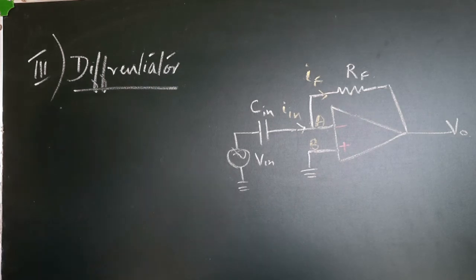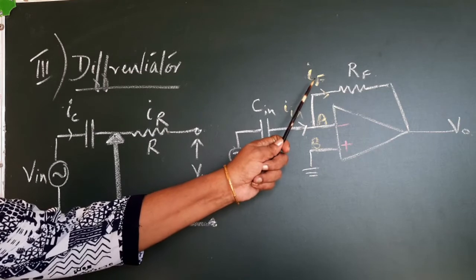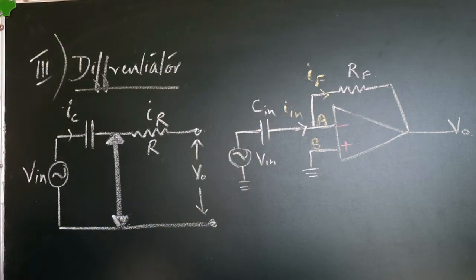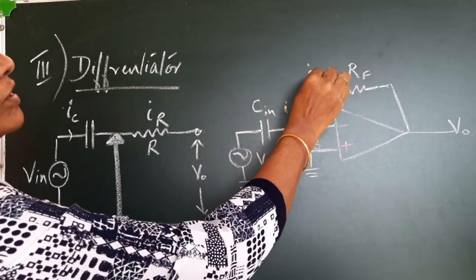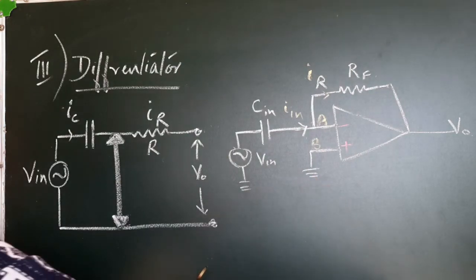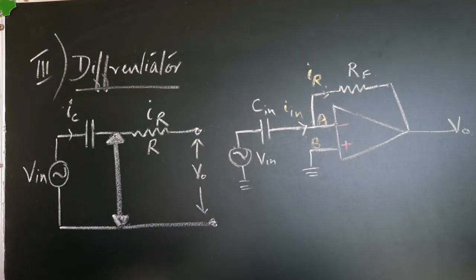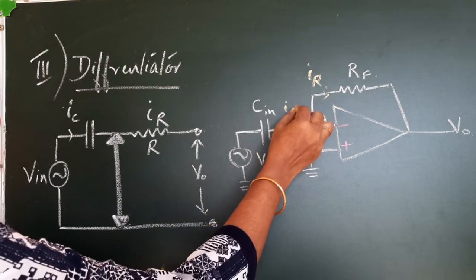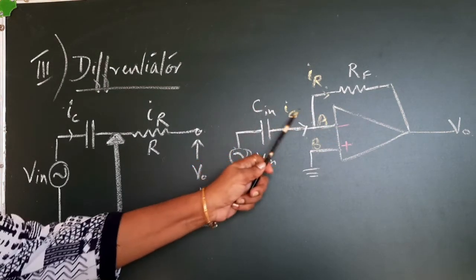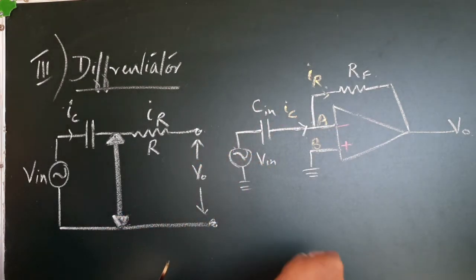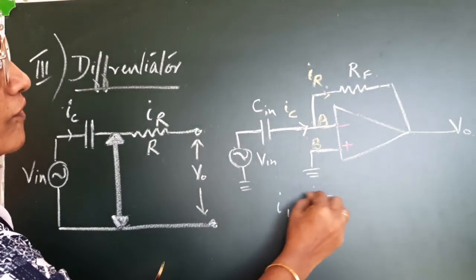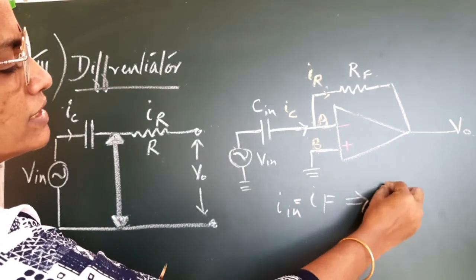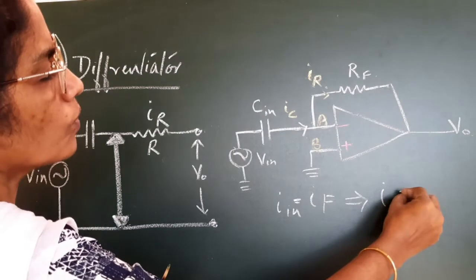Now we will replace this feedback current IF with the subscript IR, because it is the current through the resistor. So it is IR. Now this input current I in can be replaced by the subscript IC, because it is the current through the capacitor. So our thumb rule, I in equals IF, can be replaced as IC equals IR.